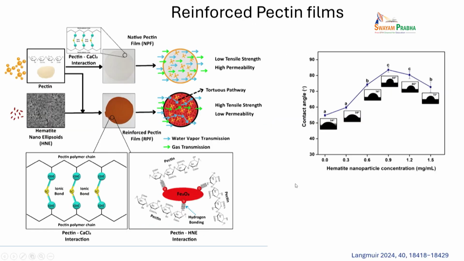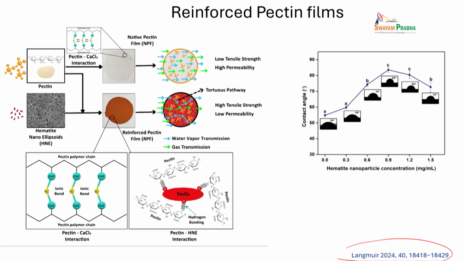So this is my last slide. Why I'm talking about pectin is because we are working with pectin in our lab. This is a paper that we published last year in Langmuir. So here we start with the pectin, right, and then we try to improve the mechanical properties of pectin by adding needle shaped or rod shaped nanoparticles, iron oxide or hematite nanoparticles.